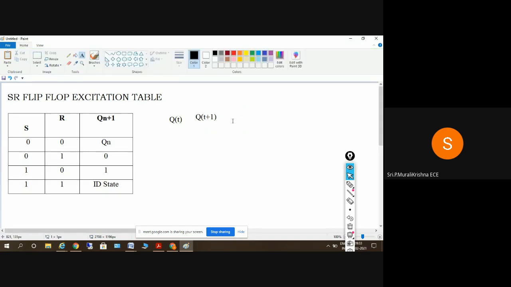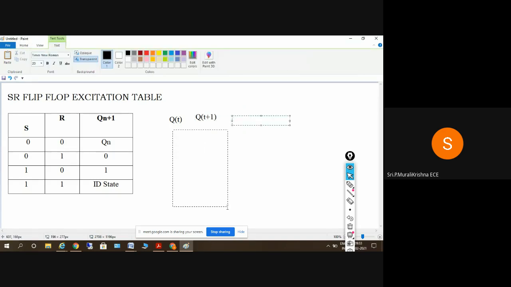So what are the 4 possible conditions here? The first state is 0 to 0, next is 0 to 1, next is 1 to 0, and next is 1 to 1. So these are the 4 possible transitions available here.